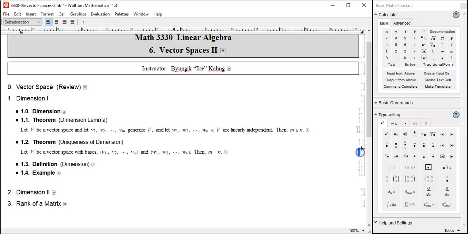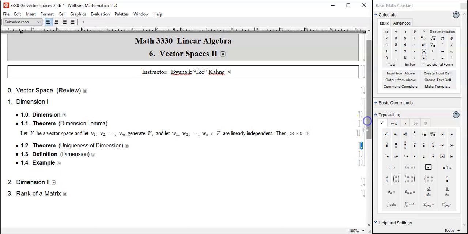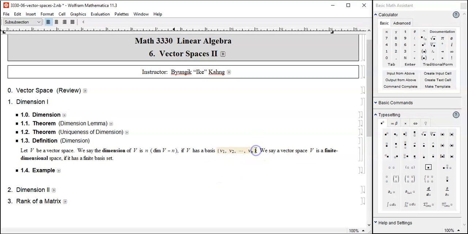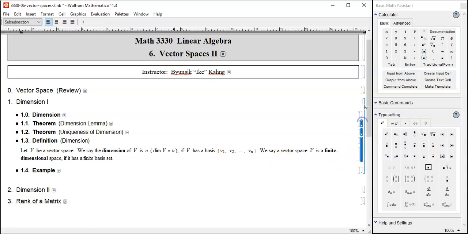And this was integral in establishing the concept of dimension, because what if I select two different bases? Am I going to get the same number of basis vectors so that we have a well-defined concept of unique dimension? We just proved it, including the dimension lemma, the technical detail.